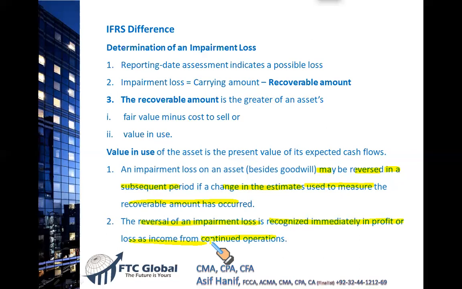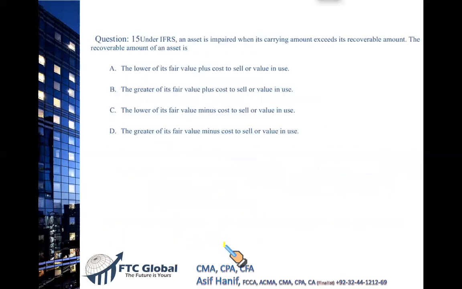In the US GAAP, impairment loss cannot be reversed subsequently, but under the IFRS, if the asset increases its value, we can reverse this loss and show it as an income from continuing operations, right? So that was the difference. Let us do some questions to enhance our understanding.